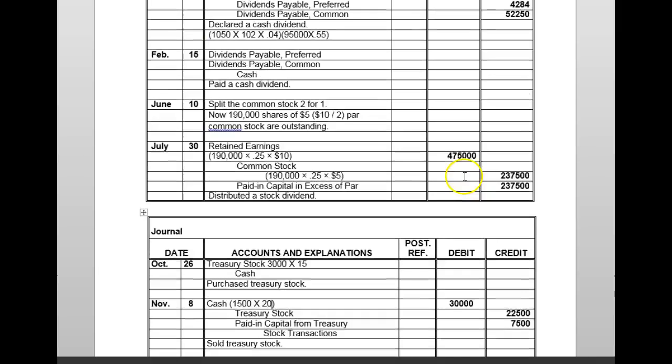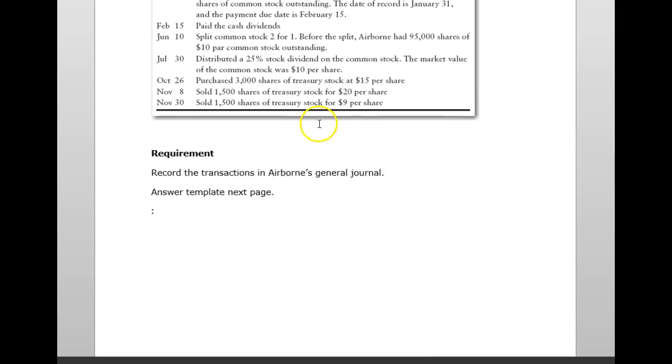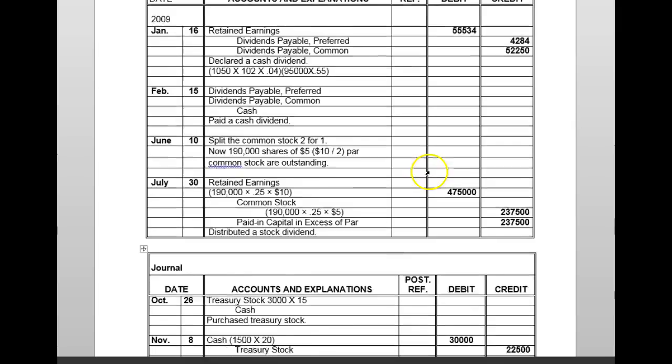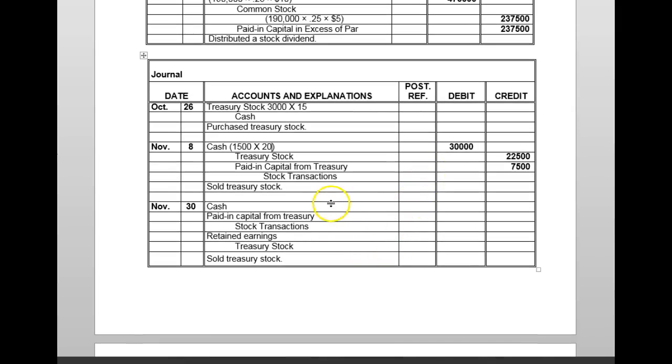Now, it really gets tricky with the next one, because we practically give this away at $9 a share. We sold 1,500 of them for $9 a share, which, as I said, is practically giving it away. So we only received $13,500. So I'm going to debit my cash for $13,500. Now we've got something really tricky going on here, because I'm below par, aren't I?